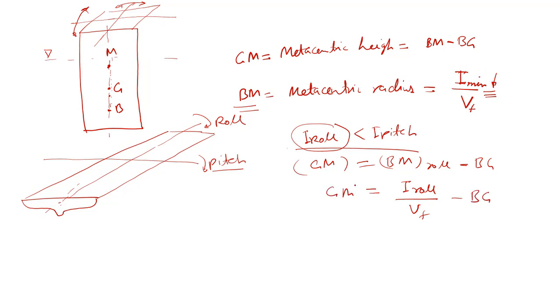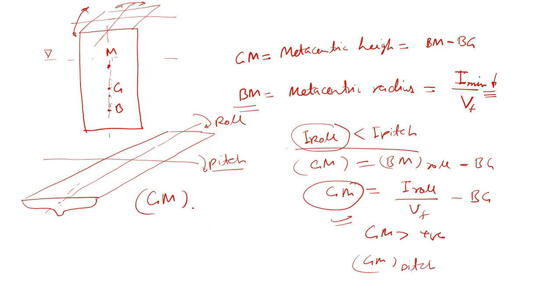And if this GM is positive, then GM pitch will also be positive. Why? Because GM pitch is always greater than GM roll. Now the question is, why is it so? Because I pitch is greater than I roll. Simple. Okay, my friends.